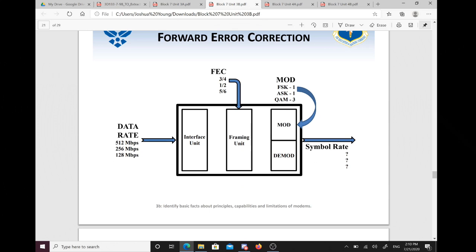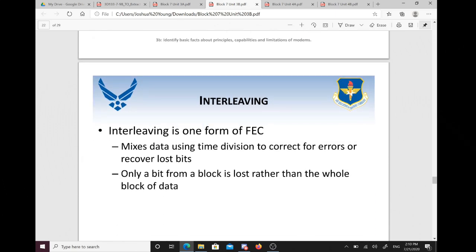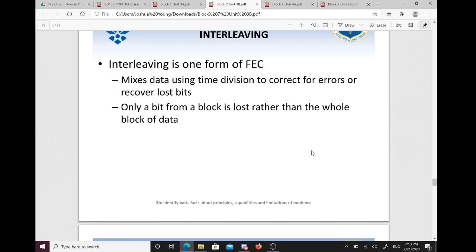And this is just the information that I was just talking about. So your overall system rate is determined by your data rate, so how quick everything happens, how many bits of data are transmitted before your correction bit, and then what type of modulation you are using. Does anybody have any questions about forward error correction before we cover interleaving?